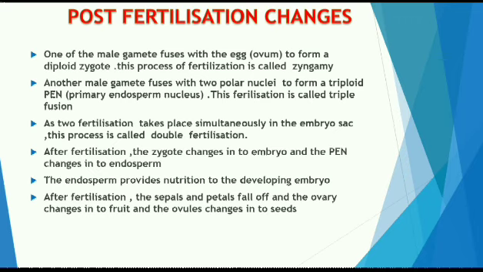After the fertilization, there will be the zygote, and the zygote will develop into the embryo, and the primary endosperm nucleus changes into endosperm. The endosperm provides nutrition to the developing embryo, that means the developing seed, the developing zygote. After fertilization, the sepals and petals fall down, and the ovary changes into the fruit, and the ovule changes into the seed.